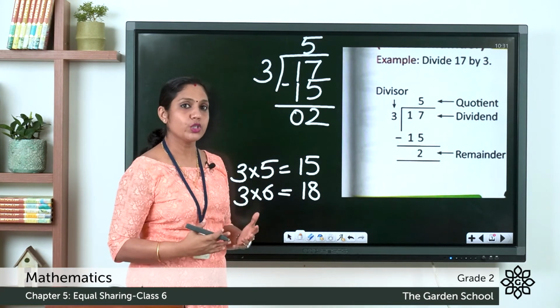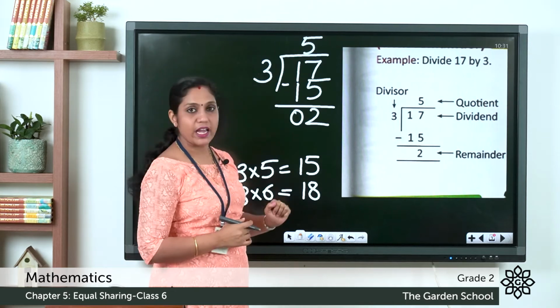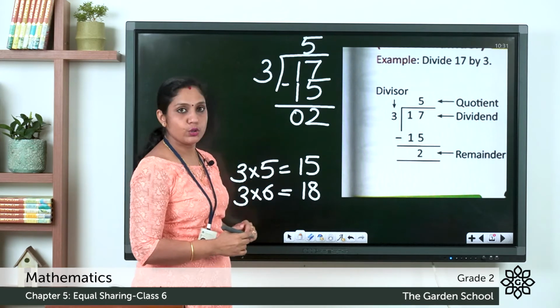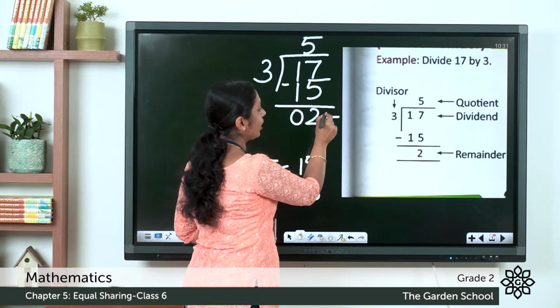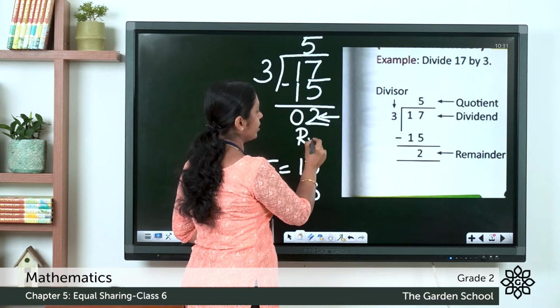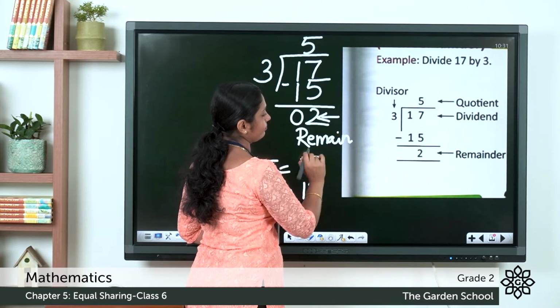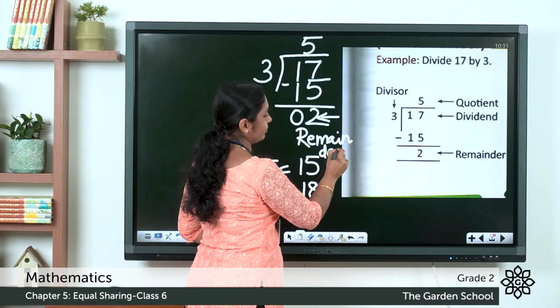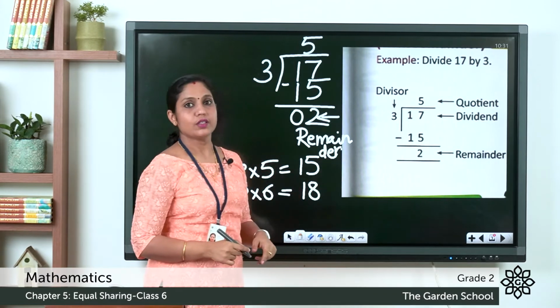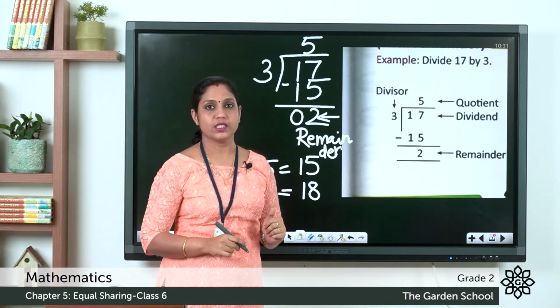Now what is the quotient? The quotient is 5 and the remainder is 2. So we say the leftover number as remainder. So this is how we should do this division.